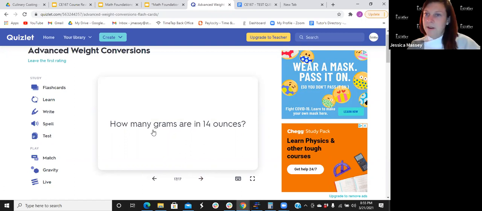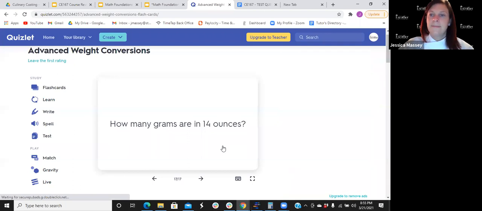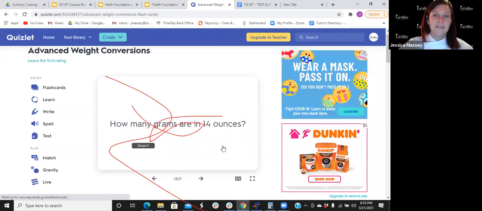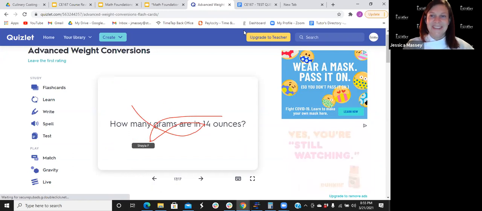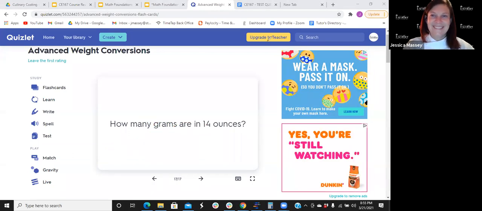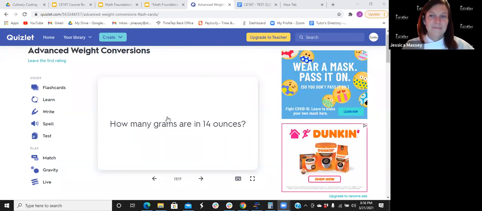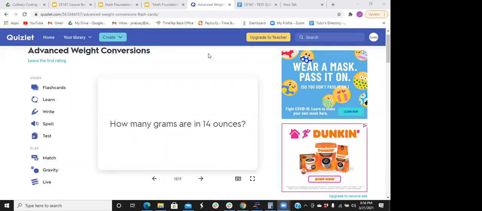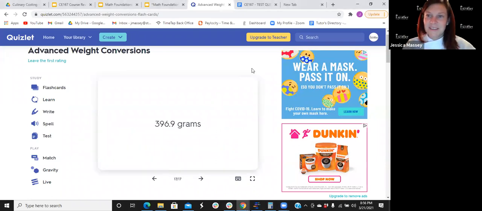Let's try this one now that we know how many grams are in an ounce. How many grams are in 14 ounces? So again, you take that 28.35, how many grams are in 1 ounce, and you would multiply it by your 14. Is it 396? Yeah, that's exactly it. Nice job.